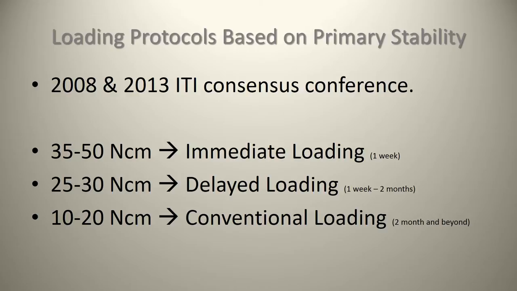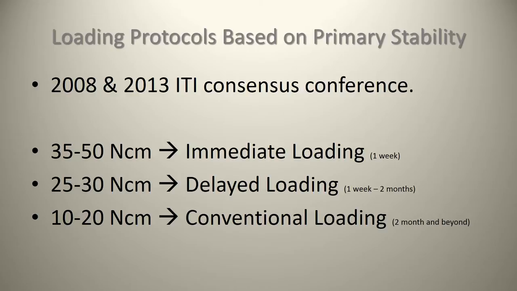So what they're stating in these papers is, if you're able to get 35 to 50 newton centimeters of good primary stability, and we're assuming that these are not immediate placement of implant cases where there's weak lateral stability, that you can immediately load these prostheses. And immediate loading is anything from the day of the surgery up until 1 week.